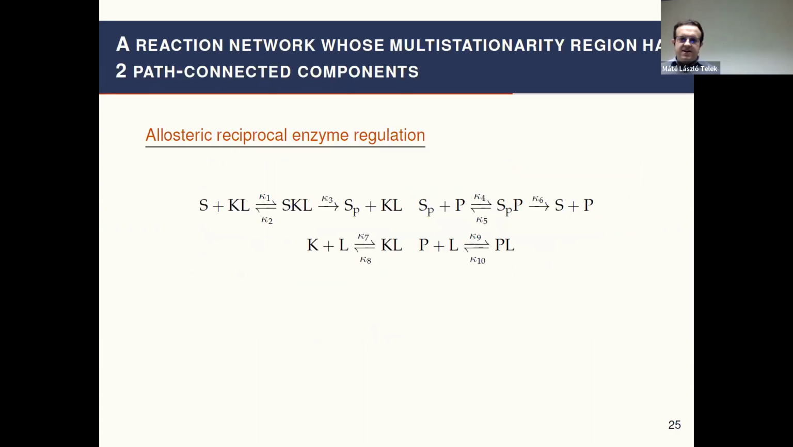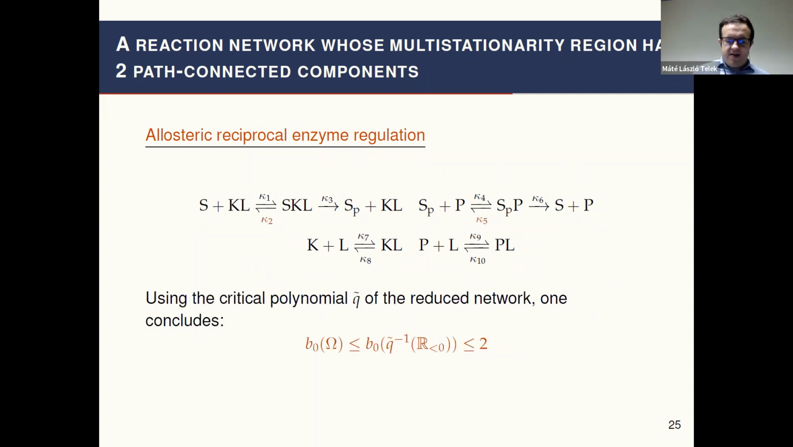At the beginning, I promised you that I would talk about a reaction network where the parameter region of multistationarity is disconnected. So here it is. Here we also have a substrate that gets phosphorylated and dephosphorylated, and we only have one binding site, and we also have these four additional reactions. Using the trick with the critical polynomial of the reduced network, one can conclude that the number of path-connected components of the parameter region of multistationarity is at most 2. But the more interesting thing is that it is actually equal to 2.